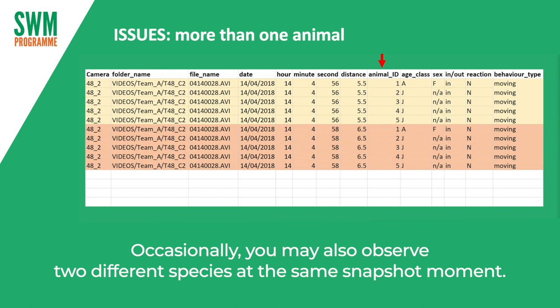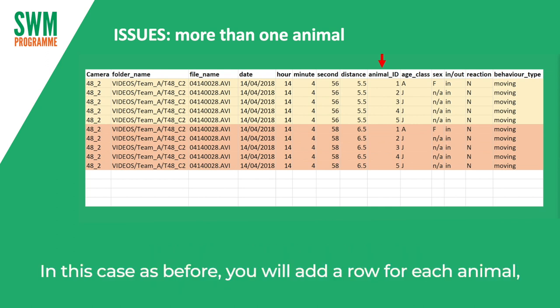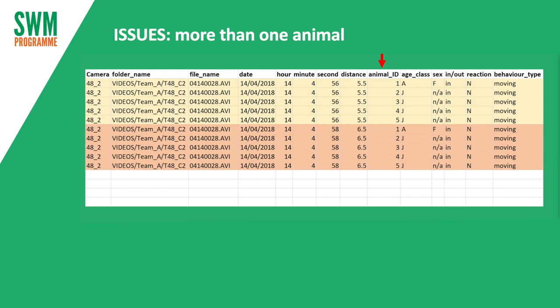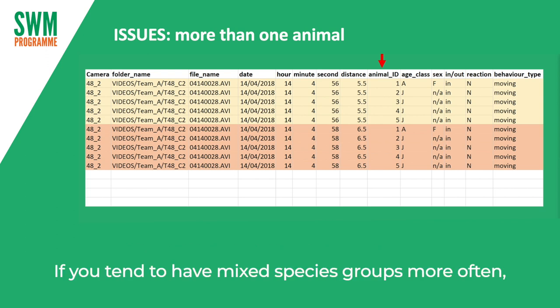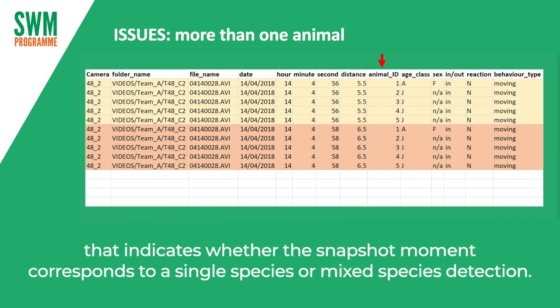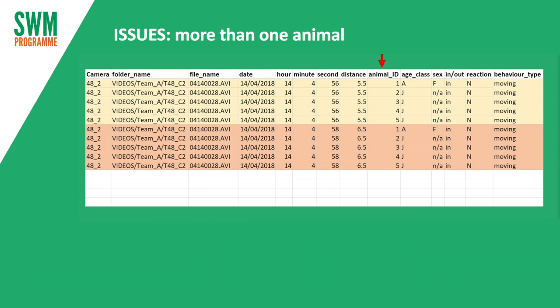Occasionally, you may also observe two different species at the same snapshot moment. In this case, as before, you will add a row for each animal and have a column named species to enter this information for each animal. If you tend to have mixed species groups more often, then you might also like to have an additional column that indicates whether a snapshot moment corresponds to a single species or mixed species detection.